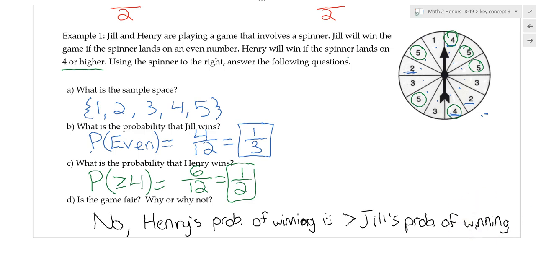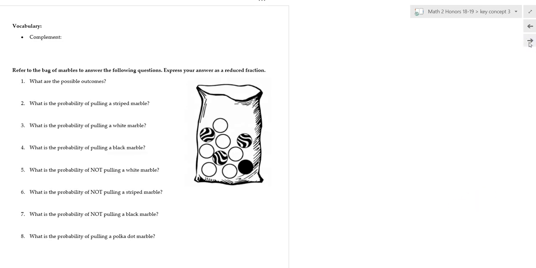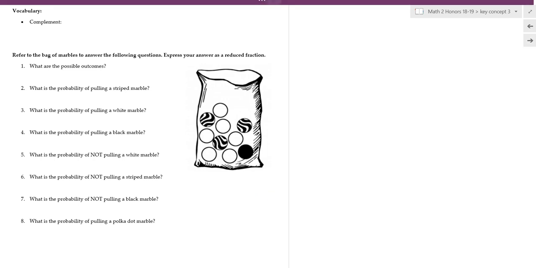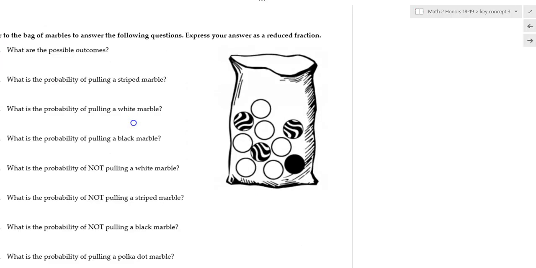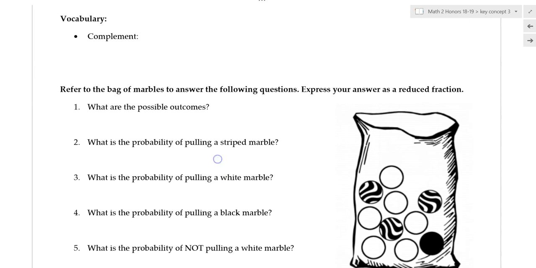All right, let's look at our next page. The next thing we have is the complement. So the complement of an event is all outcomes except a given event.